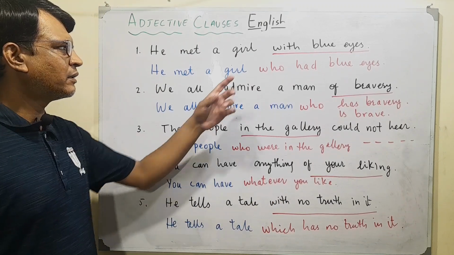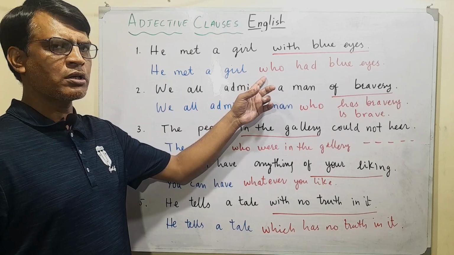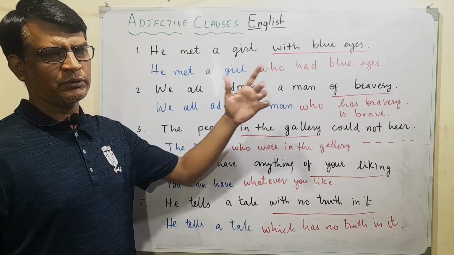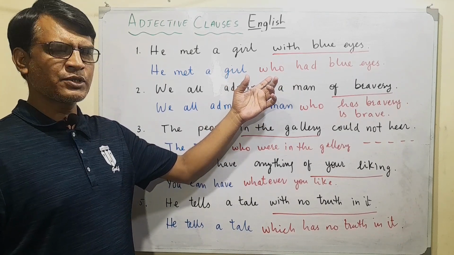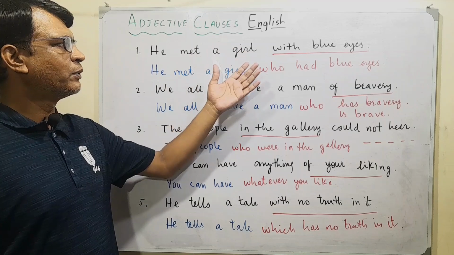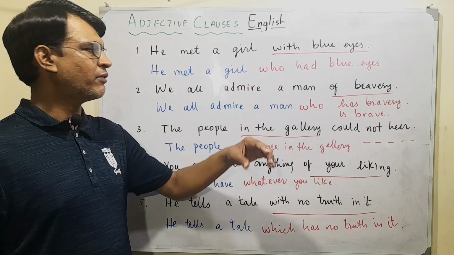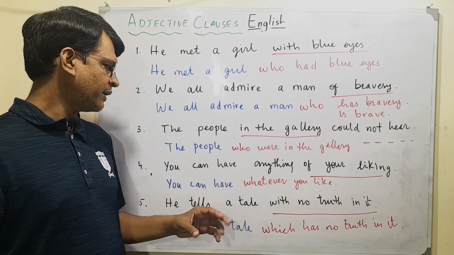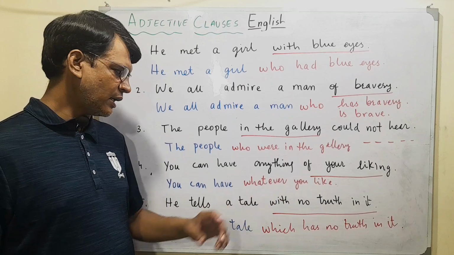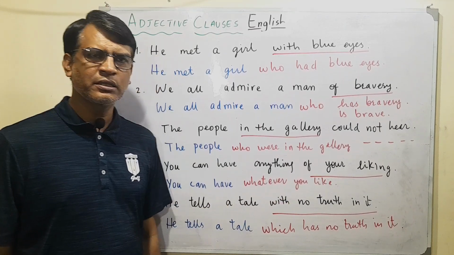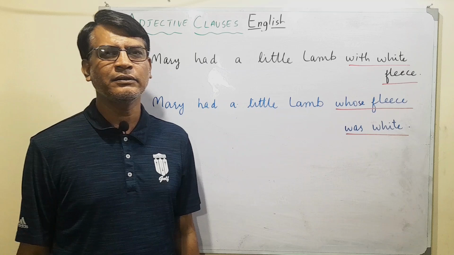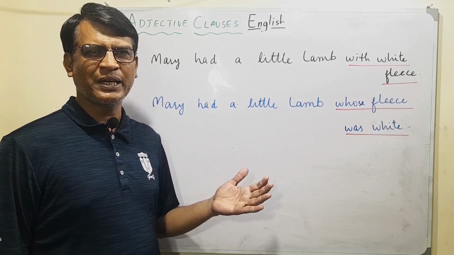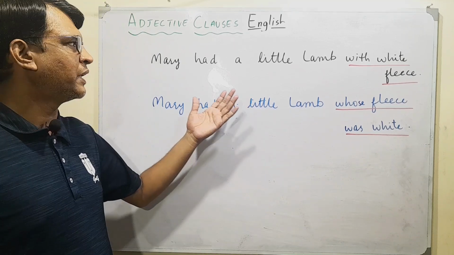So just remember that phrase will be turned into clause which has like who or which, and then we have a verb, like I told you, a subject and a predicate is necessary. So with blue eyes, who had blue eyes, of bravery, who has bravery or who is brave, in the gallery, who were in the gallery, of your liking, whatever you like, and with no truth in it, which has no truth in it. Okay, finally, we can see that adjective clauses are basically the clauses which can be made from adjective phrases. Here is one more example.